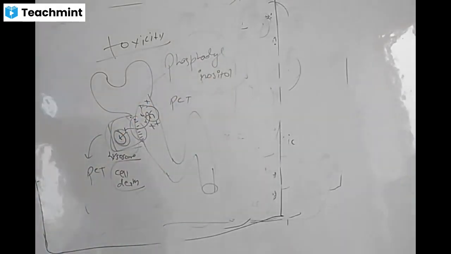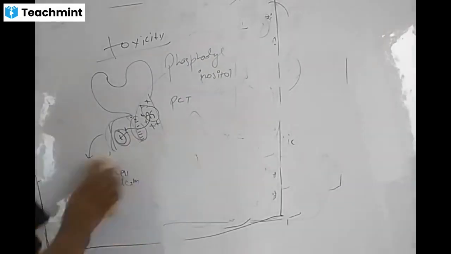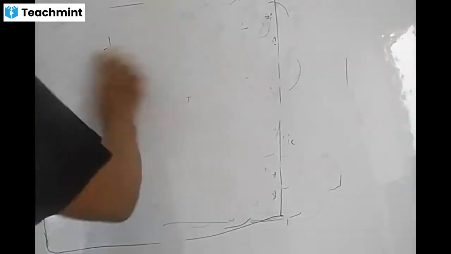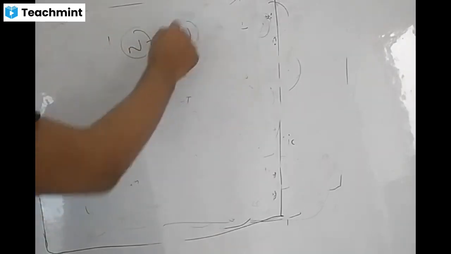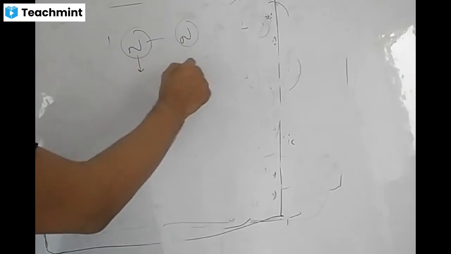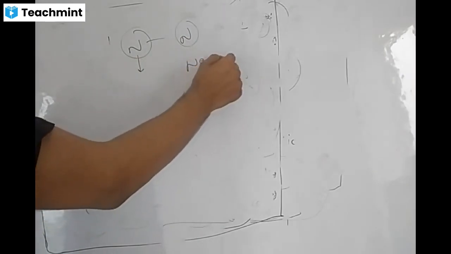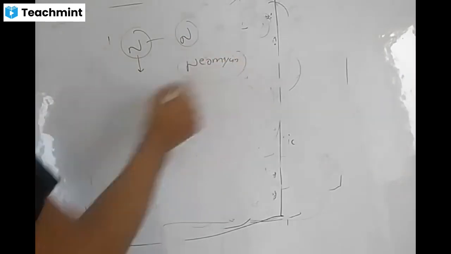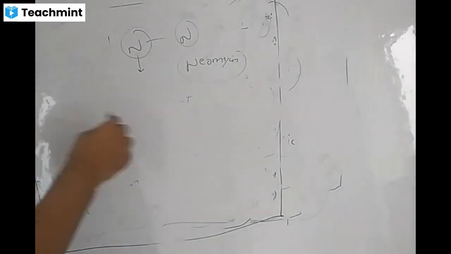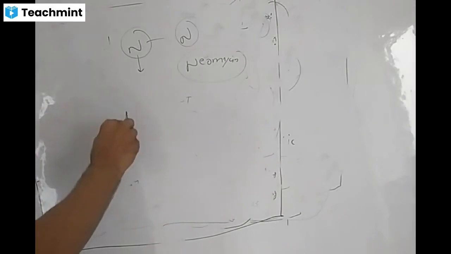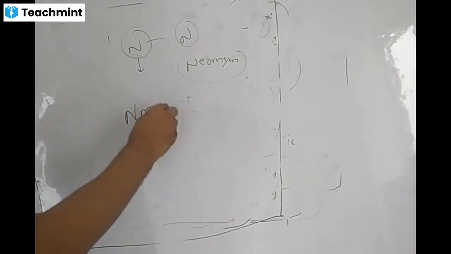The most toxic for the kidney, the most nephrotoxic aminoglycoside, remember N4N: the most nephrotoxic is neomycin. Then the second toxicity is neuromuscular blockade, NM blockade.